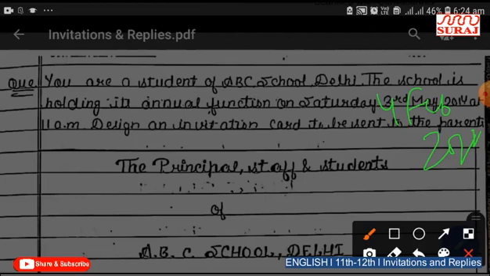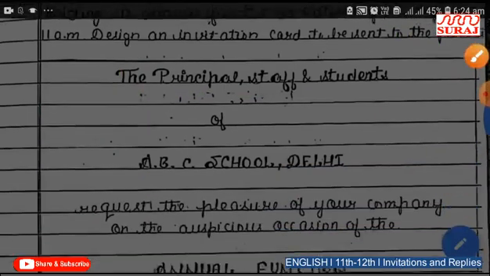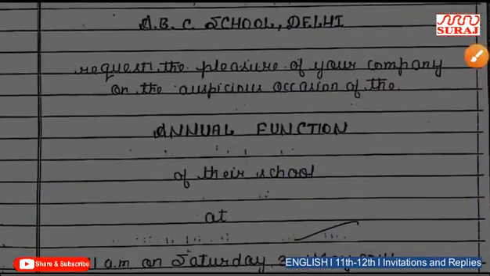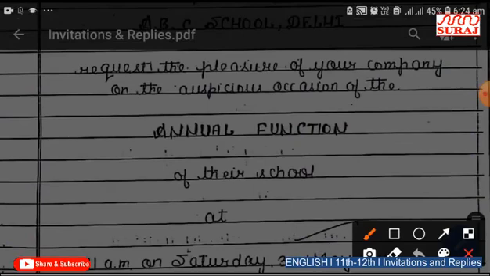First of all, according to the structure, we should try to write the host. In that type of question, you should write in this way. First of all, you should mention the principal, staff and students of ABC School Delhi. This part of the invitation relates to the host. After that, you should mention the introductory line: request the pleasure of your company on the auspicious occasion of the. After that, you should mention the occasion.